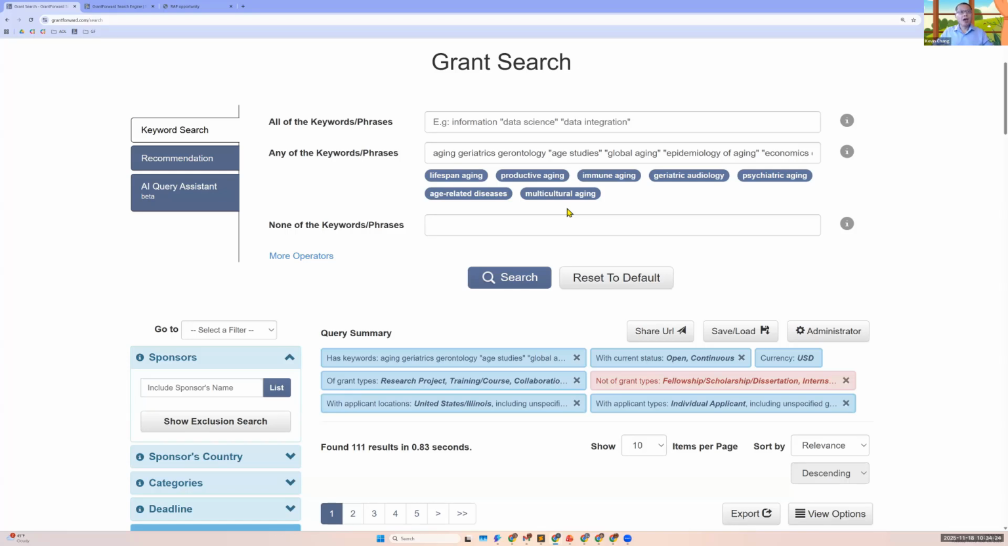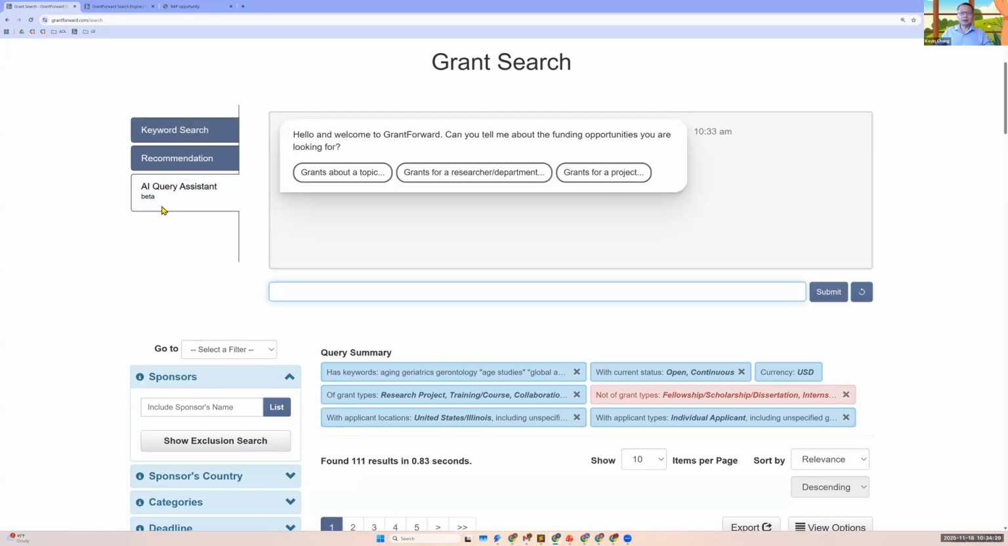You can also search effortlessly by using our AI query assistant. Okay, this is a new beta feature. You can simply converse with our chatbot to go through the search process. You ask about the search strategy in your question. Yes, you can simply use the AI query assistant. It will guide you through formulating your search strategy. Okay, you can start by telling what your purpose is. Say, I want to find funding opportunities about aging service.